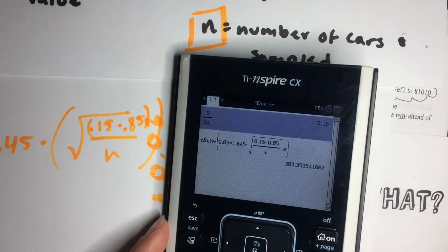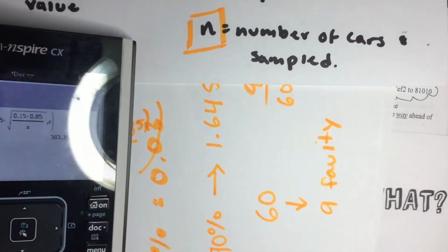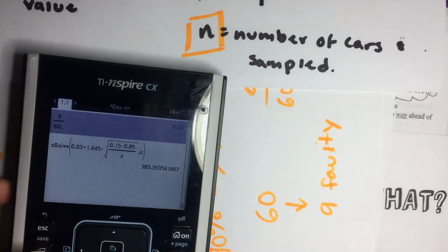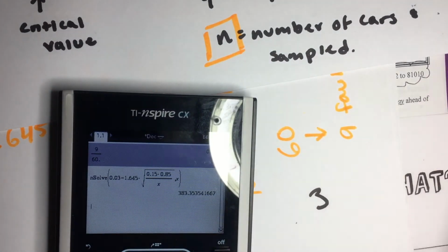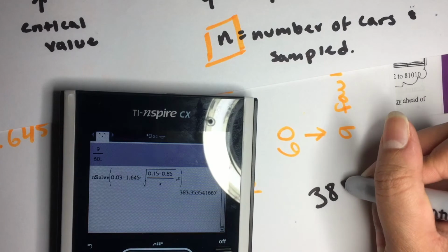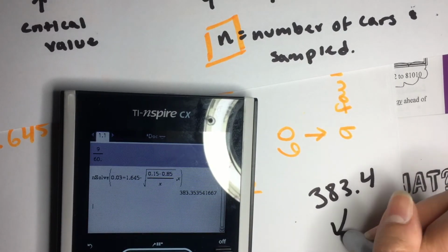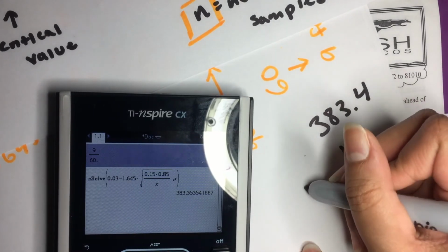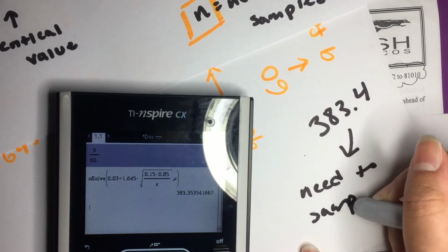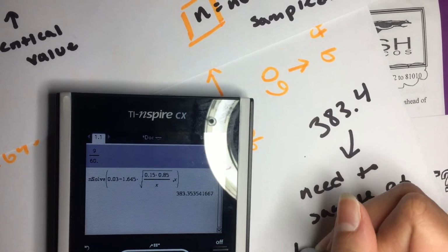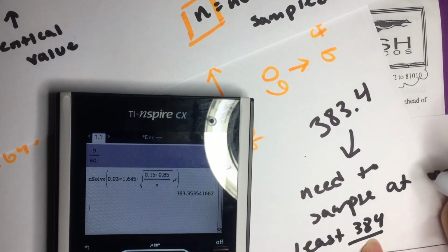So that value is 383.35, which is about 383.4. So basically, this tells us that they're going to need to sample at least 384 cars.